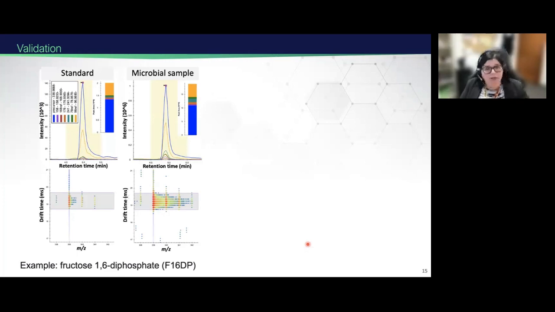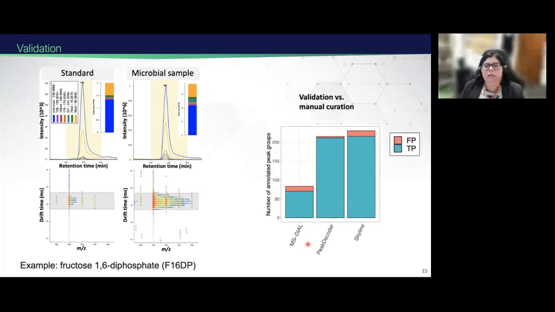For the validation, we investigated and visually inspected how the signals look from our standard compared to the microbial sample. And we can see in this example molecule that the fragmentation pattern and the abundances are similar, the chromatography peaks elute together, and the mobility is also where we expect it to be for that molecule. And we did a manual validation and compared our results against using MS-DIAL alone, so we could see that PeakDecoder could significantly increase the number of annotations that we were able to make. And we were also able to decrease the number of false positives compared with Skyline, because we include false discovery rate analysis in our workflow.